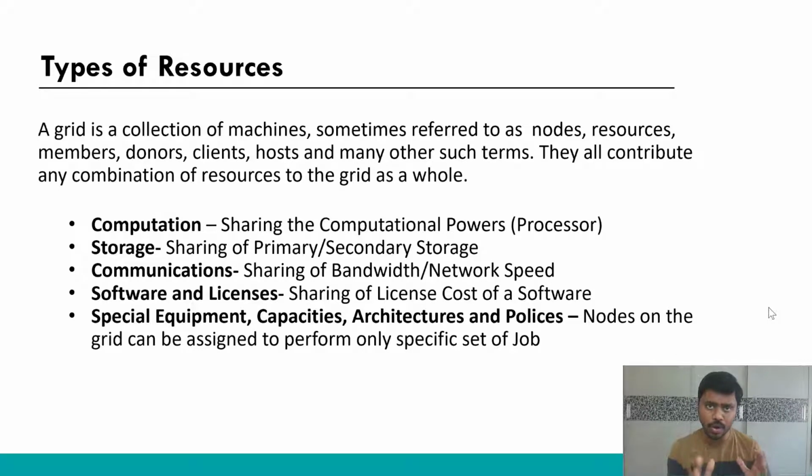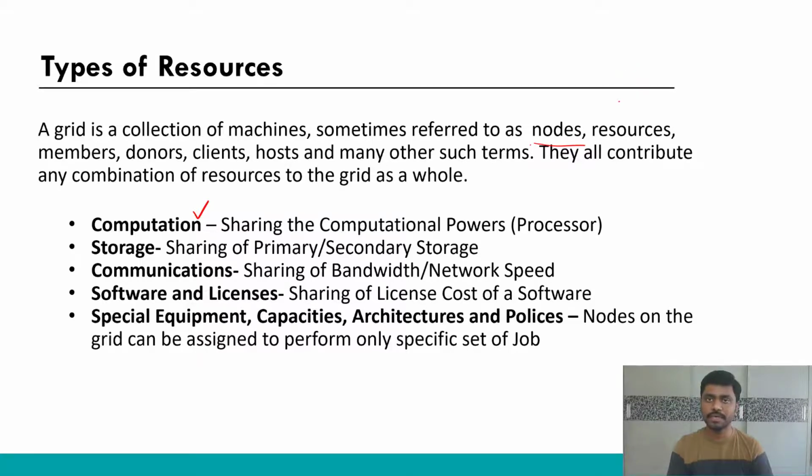Now, as you got the basic idea of grid computing, what are all the resources that can be shared using this grid computing technology? A grid is a collection of machines, sometimes referred to as nodes. As we have seen in the previous diagram, there are multiple computers connected to the internet. Each computer is called a node, or it can be called a resource, member, donor, client or host. Many other terms are used, and they all contribute any combination of resources to the grid as a whole.